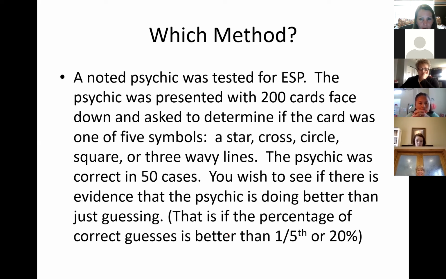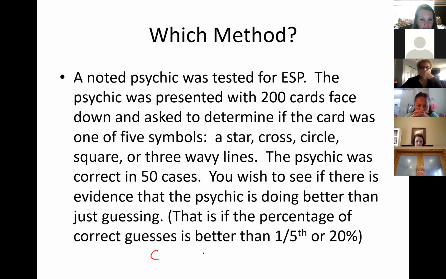All right, so basically what we're measuring here is whether or not the psychic was correct. So he had 200 cards, and he's going to try and guess what's on the card, and if he guesses it right, then he got it correct, and if he guesses it wrong, he gets it wrong. So what kind of variable is that? Is that categorical or quantitative? Right, we have categorical. So we're looking at a categorical variable because we're just looking at right or wrong.